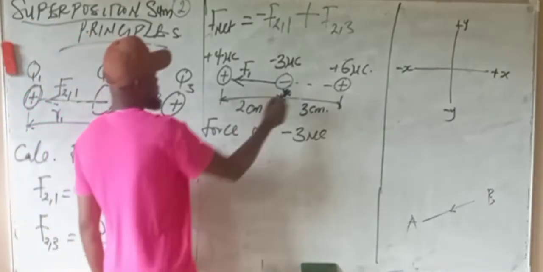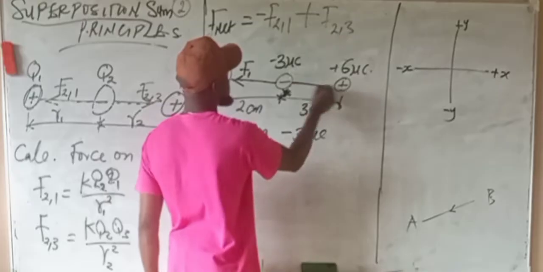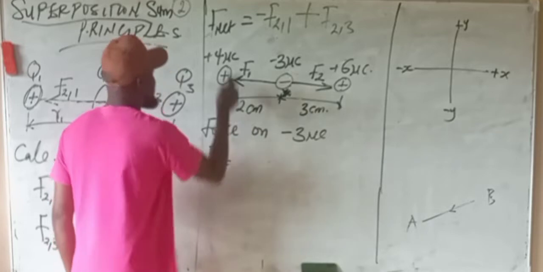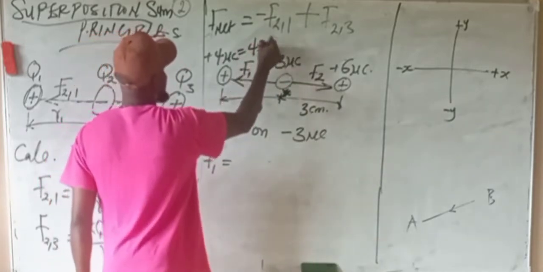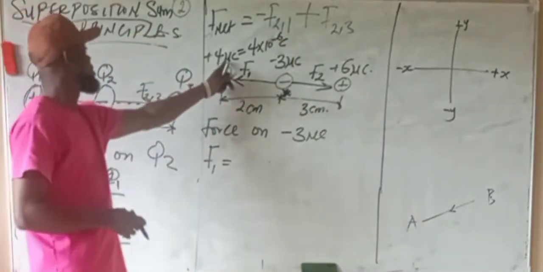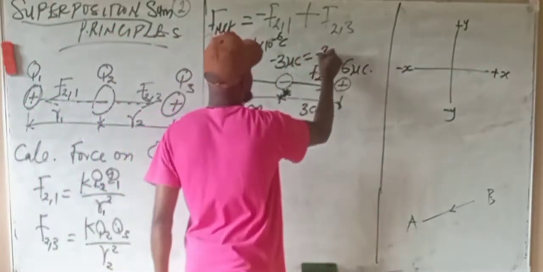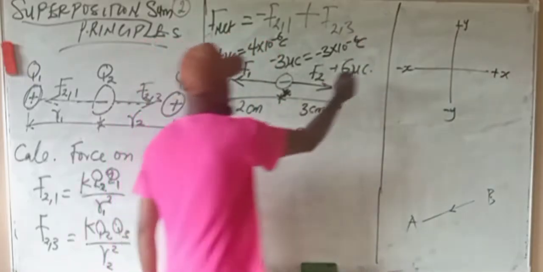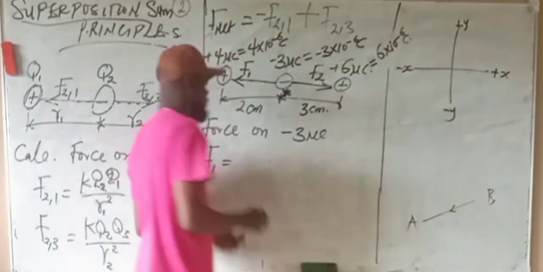For the second one, between 6 and minus 3, this force also attracts the minus charge to itself. Let's call it F2. So what is F1? F1 is found between this and this. Remember that this one is 4 times 10 to the power minus 6 coulomb. If you have not watched our first video, go and watch it. This one is minus 3 times 10 to the power minus 6 coulomb, and this one is 6 times 10 to the power minus 6 coulomb. That's how we convert them to coulomb.